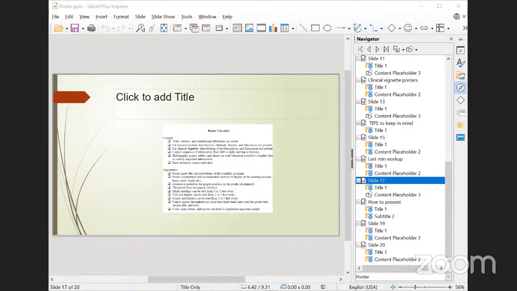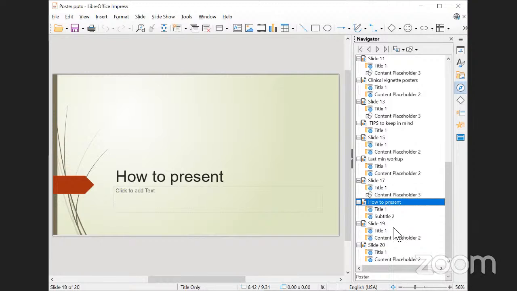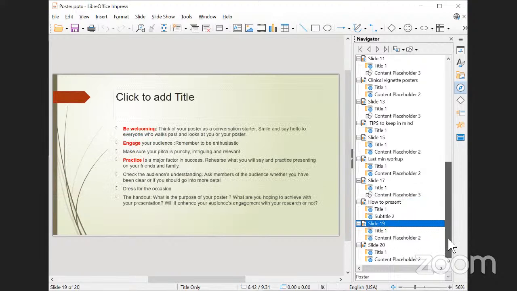Font is similar throughout, with no more than 3 font sizes used for poster title, section title, and text. Color, lines, boxes, and arrows are used to emphasize the important points. Once we are done with this, we know we are done with the poster preparation and how to present. First, we need to be welcoming. We have to think of a poster as a conversation starter.